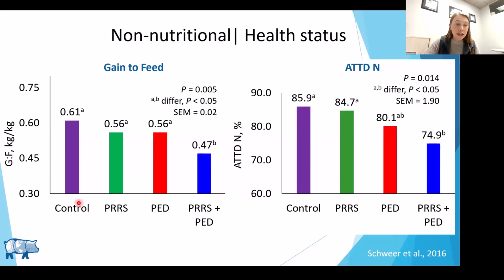When looking at gain to feed, if we look at this purple bar, that would be our control, so a presumed healthy herd of pigs. And then we can see a pretty drastic reduction in our efficiency if those pigs either have PRRS, PED, or we have a compounding effect when we had both PRRS and PED. In addition to that worsening of the feed efficiency, we can also see that we are reducing the digestibility of our nitrogen, ultimately with the worst performing group being that had both the PRRS and PED.